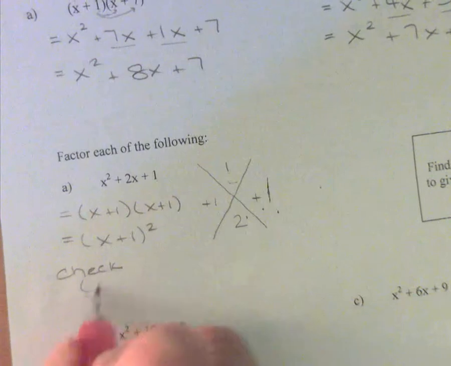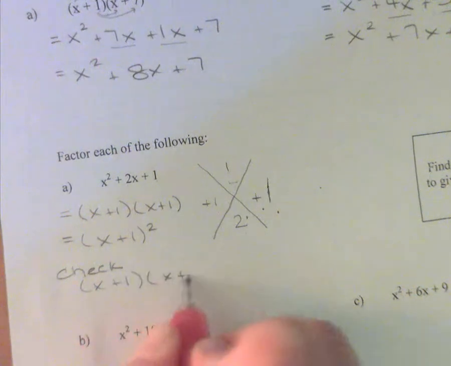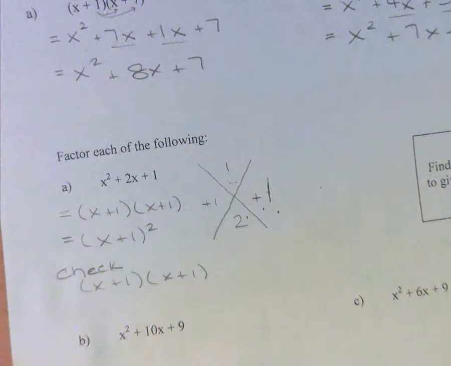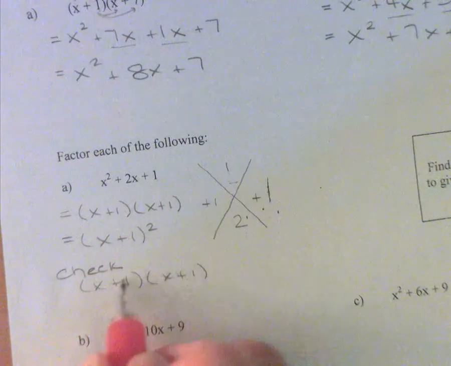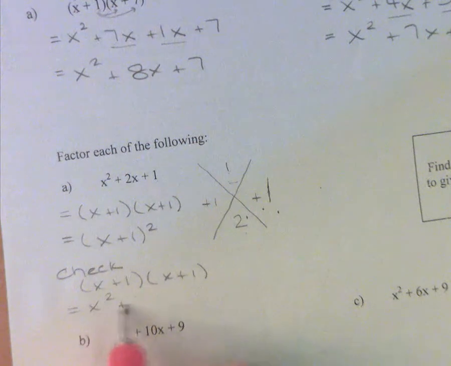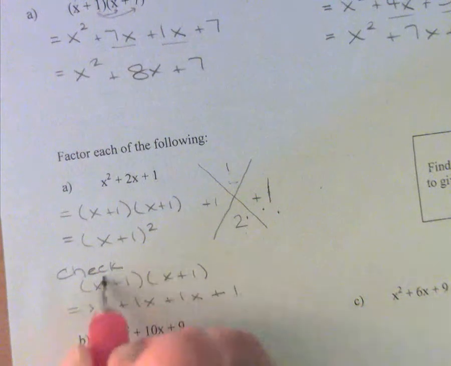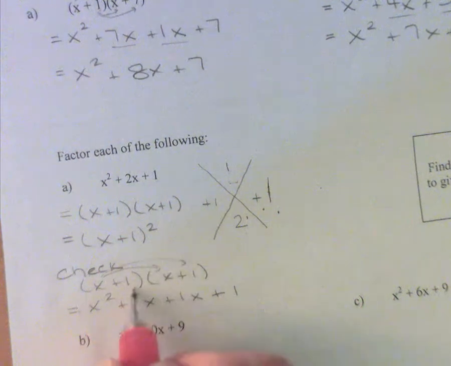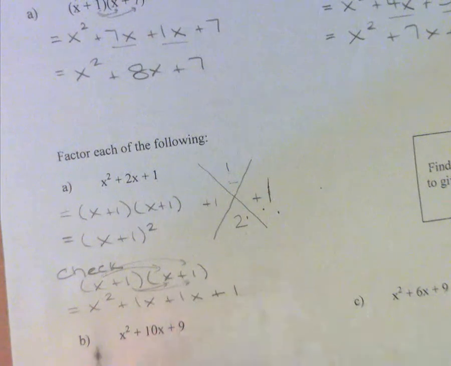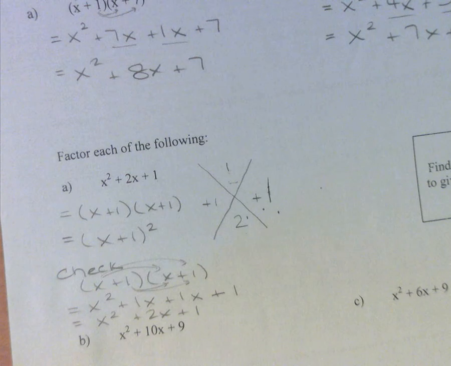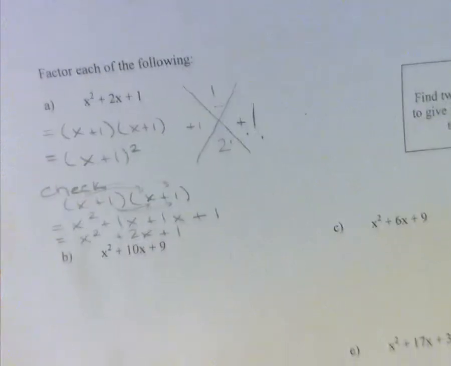Let's take x plus 1 and x plus 1, just to ensure that we get the question back. I'm going to multiply everything in this bracket with everything in that bracket. So I'm going to get x squared plus 1x plus 1x plus 1. So I'm multiplying this by this, that by that, and that by that. So I have x squared. I'm going to add my like terms, and I have plus 1. So this pattern works.